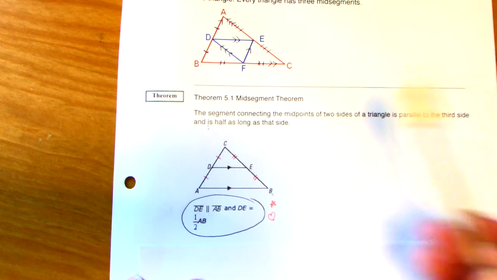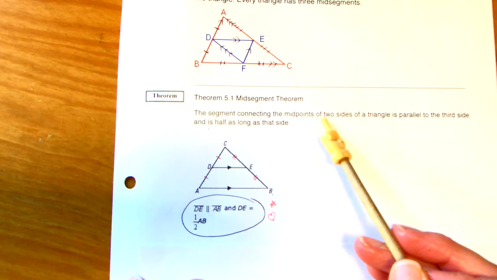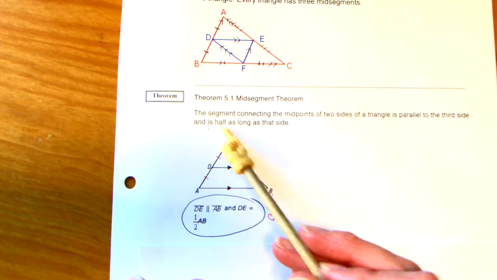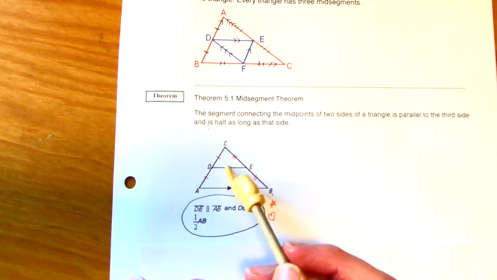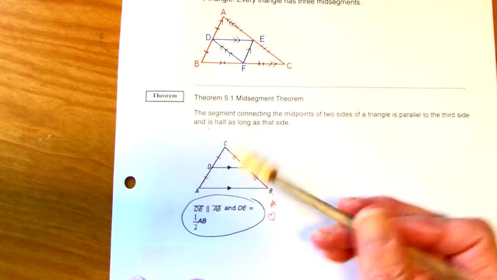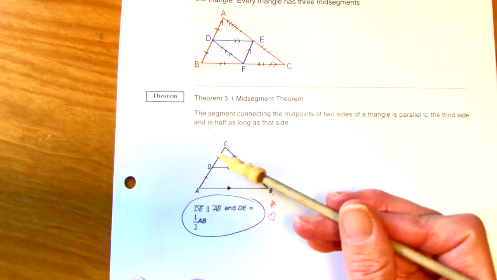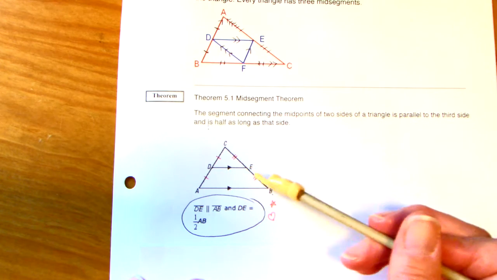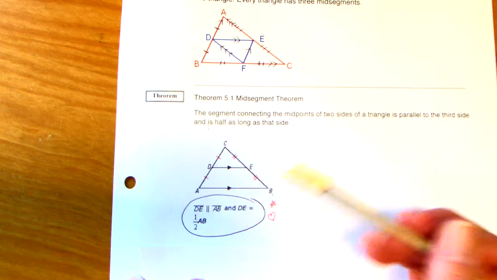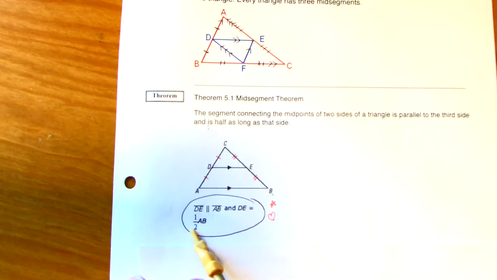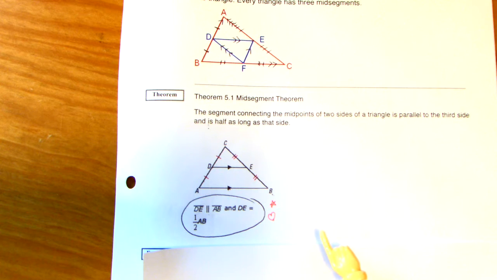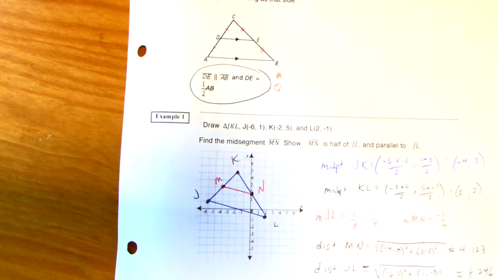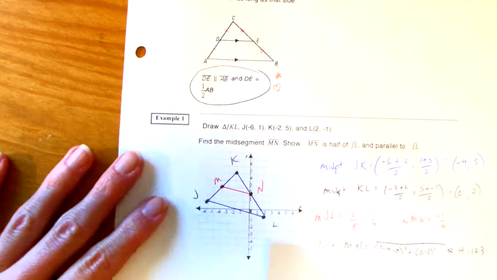Alright, so here we go. A segment connecting the midpoints of 2 sides of a triangle is parallel to the third side and is half as long as that side. So, see these arrows? They're parallel. This is a mid-segment because these 2 are congruent. These 2 are congruent. This is going to be half the length. So DE is equal to half of AB. So I circled it and then I decorated it. This is very important. You'll be surprised at how often this will pop up.